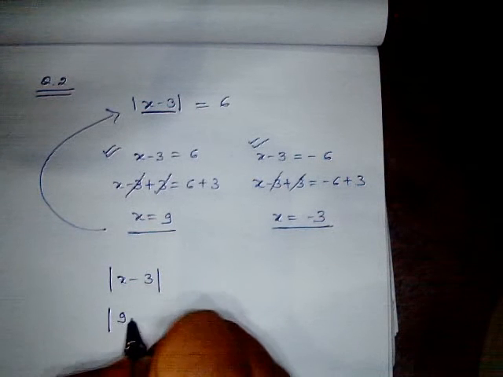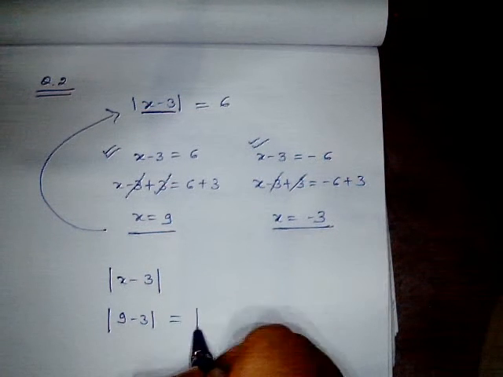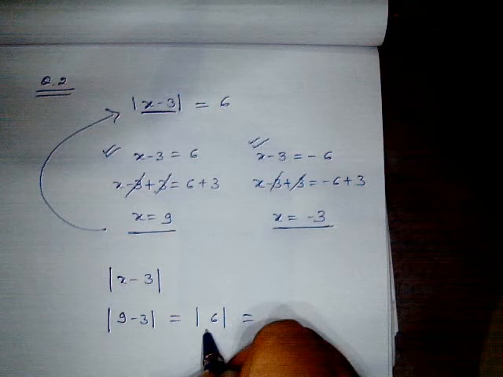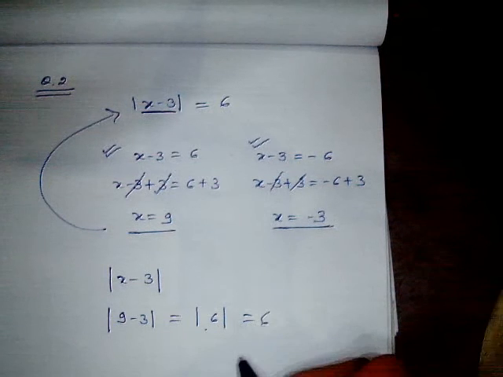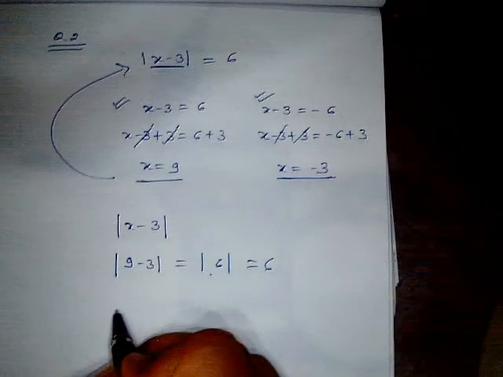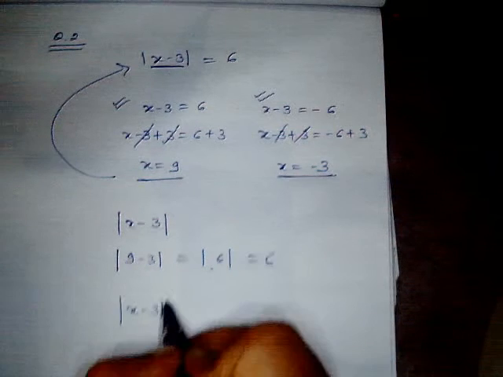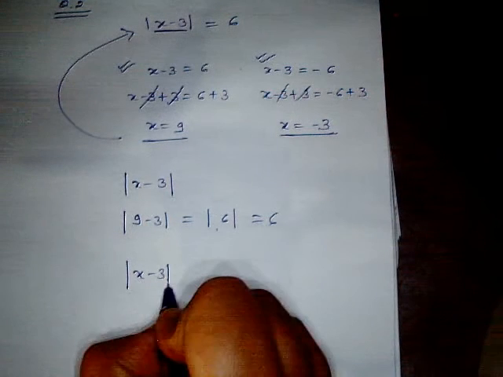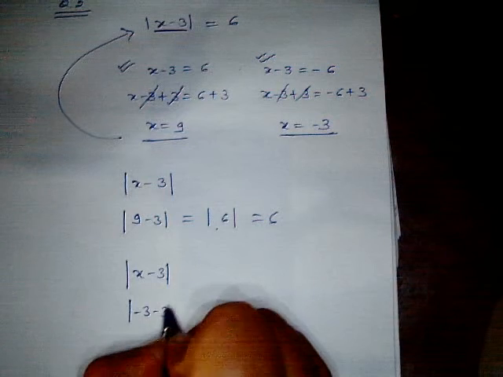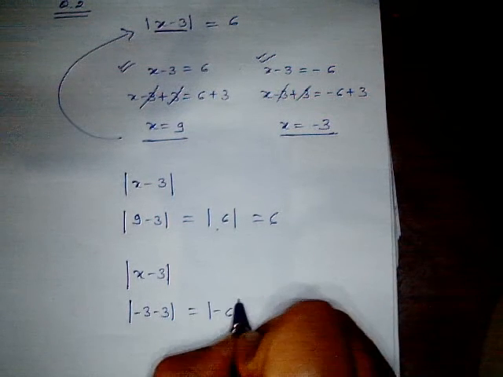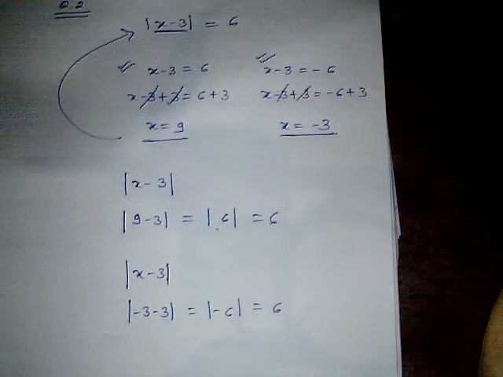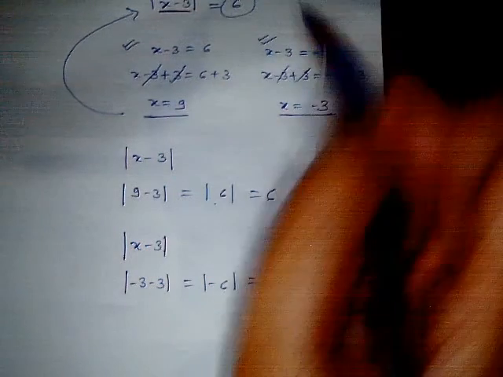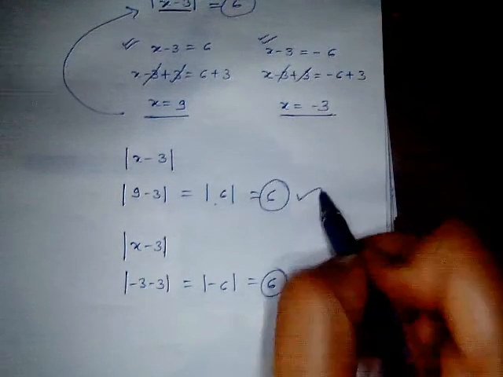Now the second time I am going to place negative 3. So I have written again modulus of x minus 3, and placing negative 3, that is going to be negative 6, and its modulus is going to be 6. So you have seen that in both cases I am getting 6. So this is verified. Means the values of x that I need to place over here to get 6 are 9 and negative 3.